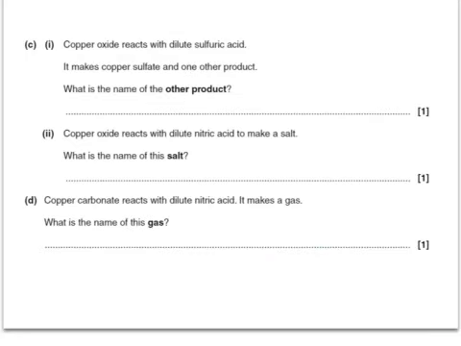And our last set of questions. Copper oxide reacts with dilute sulfuric acid. It makes copper sulfate and one other product. Well, here we've got a base reacting with an acid. It's going to make a salt, and the other product is water.